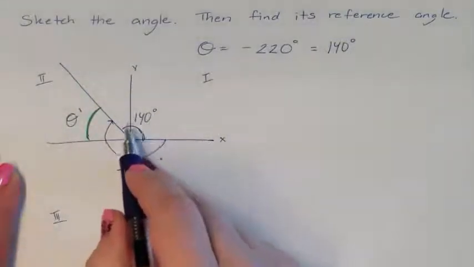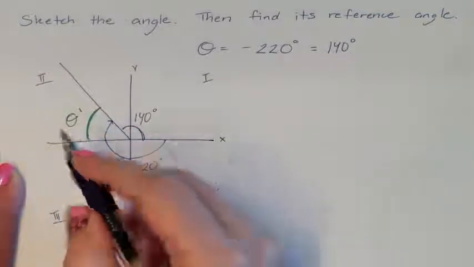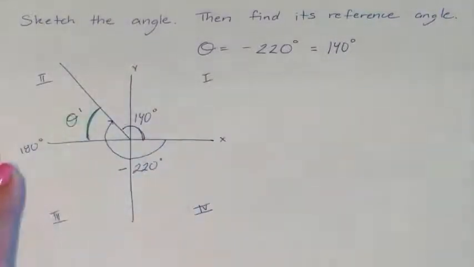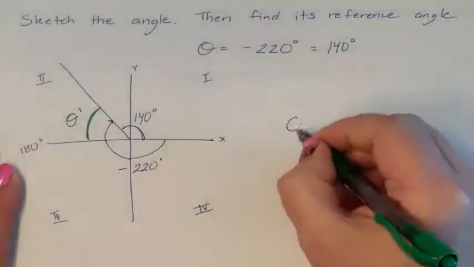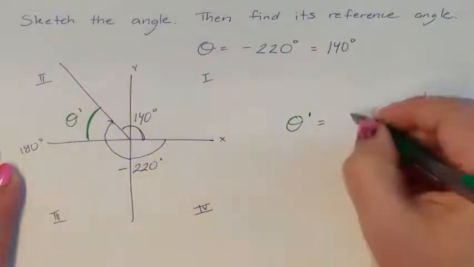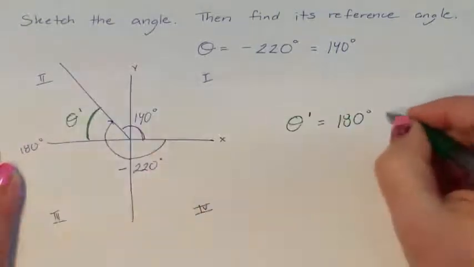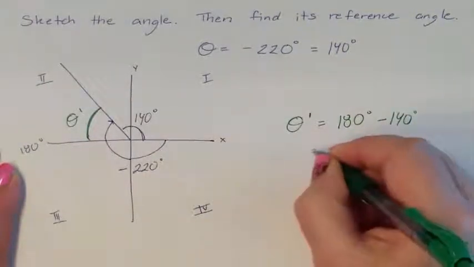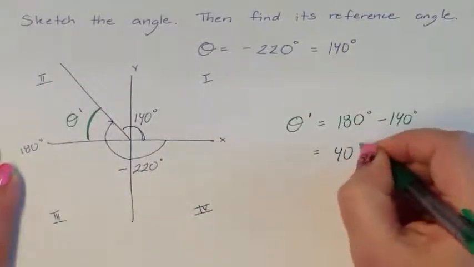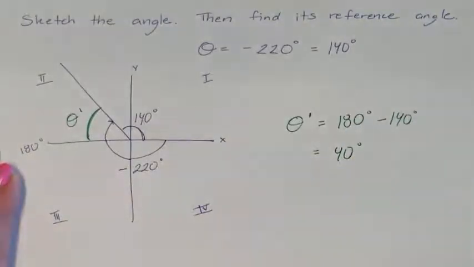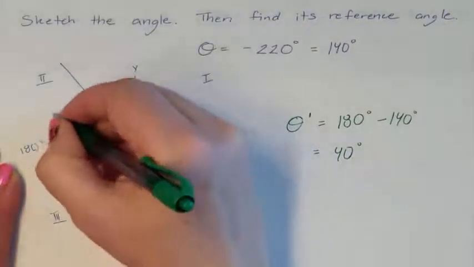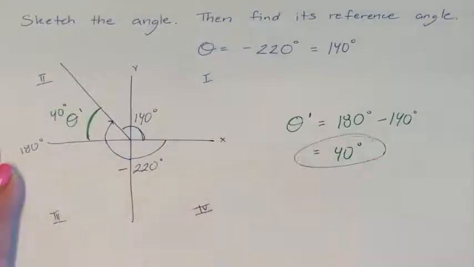So if I went 140, I wanted to know how far away it was from the 180 degree line. So my theta prime, my reference angle, is the distance between the 180 degree line and the 140 degree line that I was given. So I get 180 minus 140 is 40 degrees. So this reference angle right here is 40 degrees.